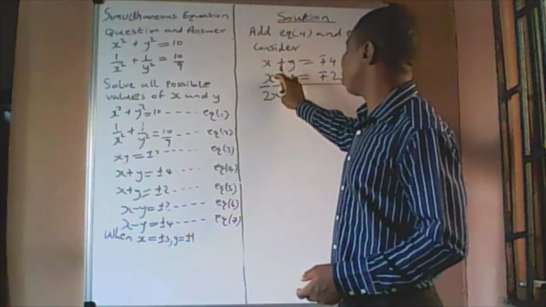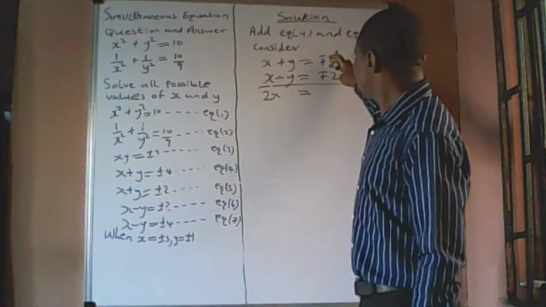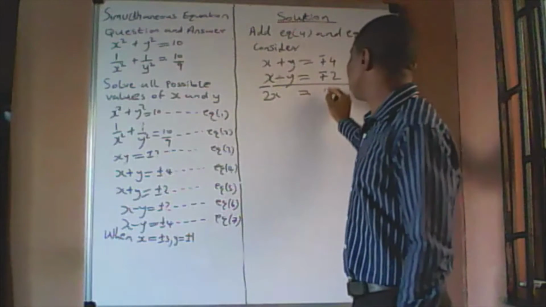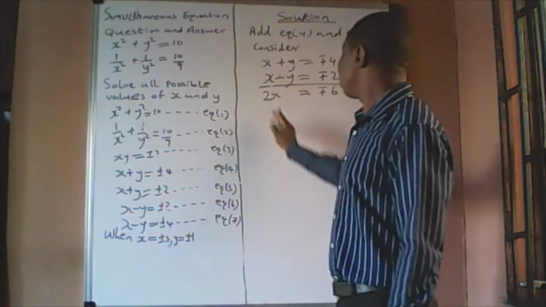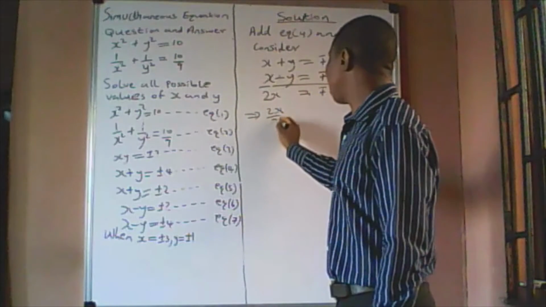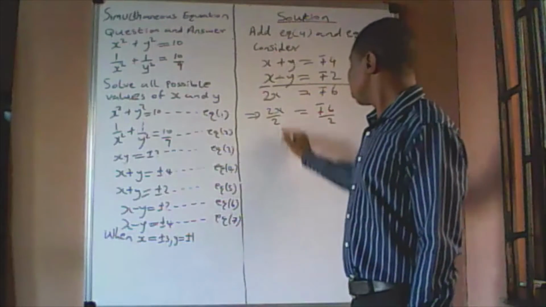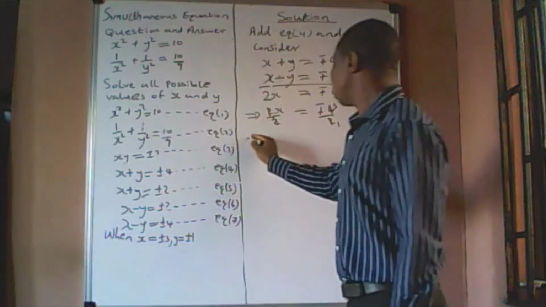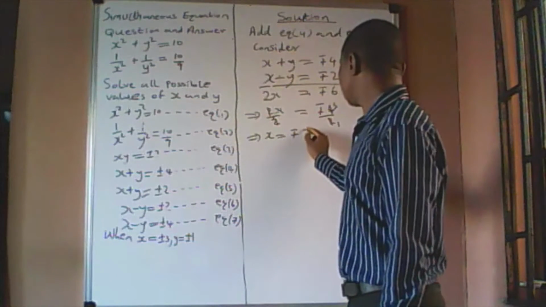Plus y plus minus y give us 0. Equal to, here we have minus 4 plus minus 2 will give us minus 6. That means minus or plus 6. We divide both sides by 2. We get 2x divided by 2 equal to minus or plus 6 divided by 2. 2 will cancel 2, 2 cancel here 1, 2 cancel here 3. It implies x is equal to minus or plus 3.